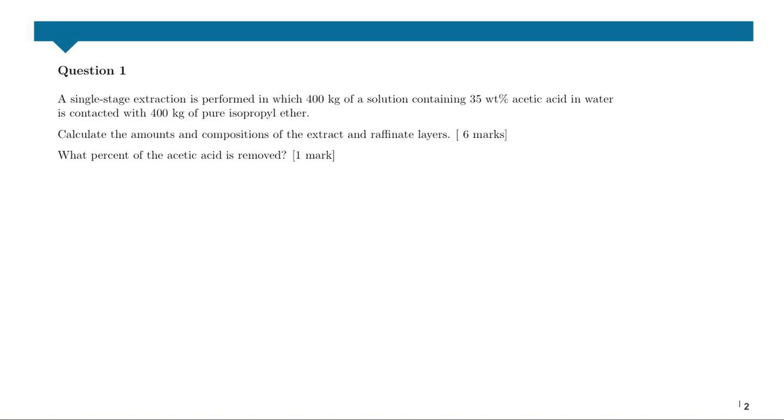So the first question for class test 2 was a single stage liquid-liquid extraction in which 400 kilograms of a solution that's 35 weight % acetic acid in water is mixed with 400 kilograms of pure isopropyl ether, and you're asked to calculate the amounts and compositions of the extract and raffinate layers, and you're also asked to calculate what % of the acetic acid is removed from the feed.